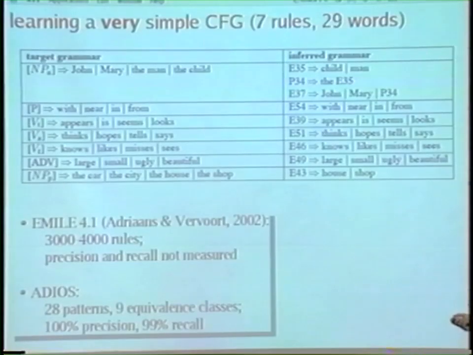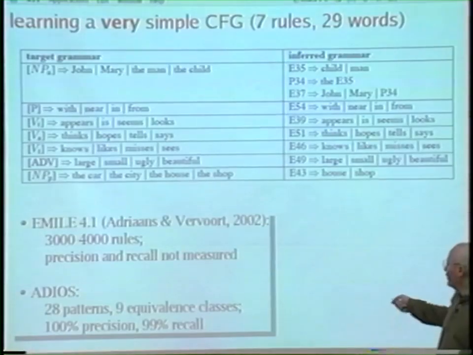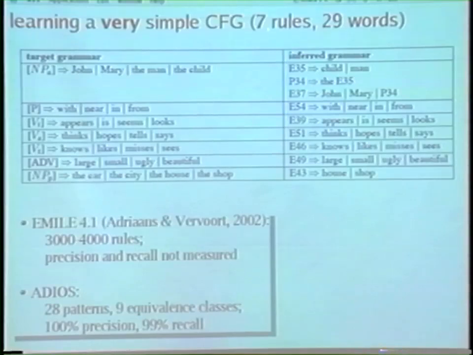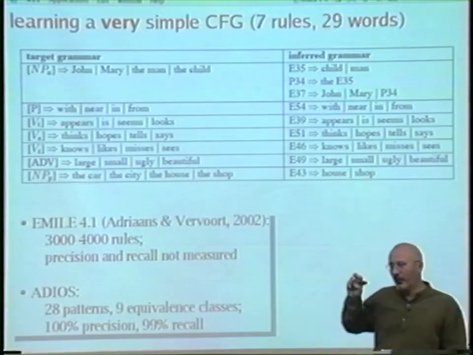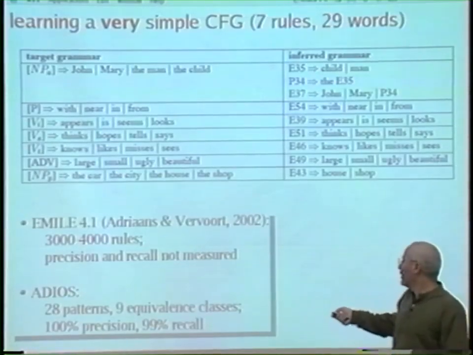And they have an algorithm which has been in development for some years now, Emil. This is version number 4.1 that was described in this paper, applied to this grammar. This grammar has 7 rules, you see them here, and 29 terminals. Emil version 4.1 inferred, we are not told exactly how many, but between 3,000 and 4,000 rules.